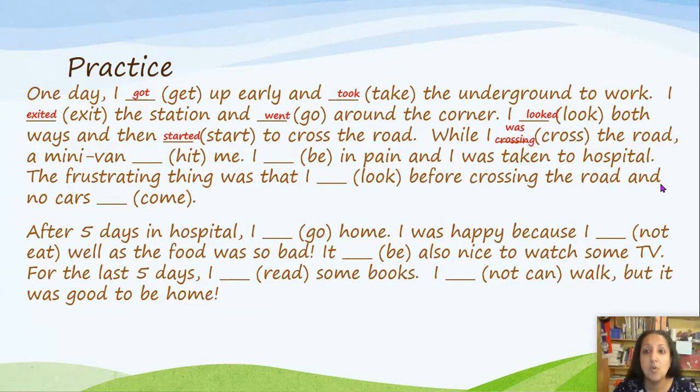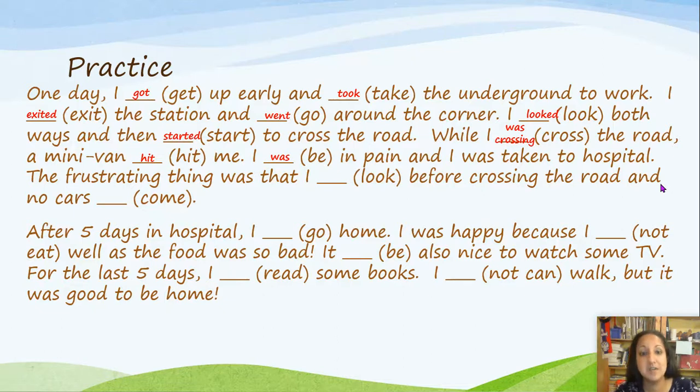Moving on. While I was crossing the road, a minivan hit me. So I was in the process of crossing the road when the minivan hit me. That was the short action. Crossing the road is the longer action. I was in pain and I was taken to hospital. Was, we can't say I was being in pain because the verb to be is a state verb. So we never use it in the continuous form. I was in pain and I was taken to hospital.